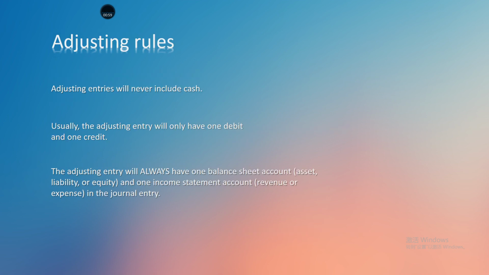There are three adjusting entry rules. First of all, adjusting entry will never include cash. Second, usually the adjusting entry will only have one debit and one credit. The adjusting entry will always have one balance sheet account, asset, liability, or equity, and one income statement account, revenue or expense, in the journal entry.